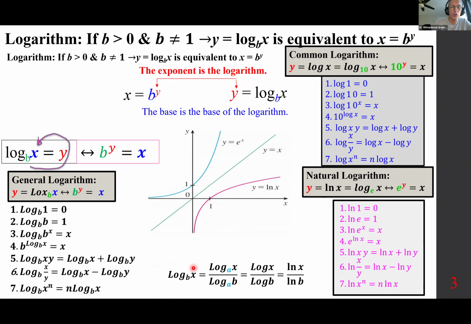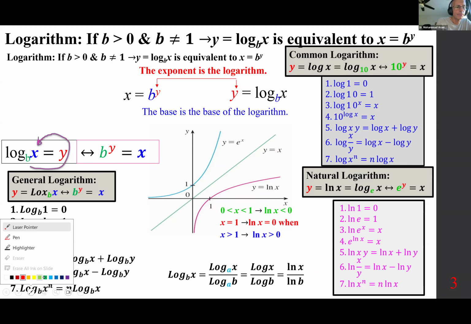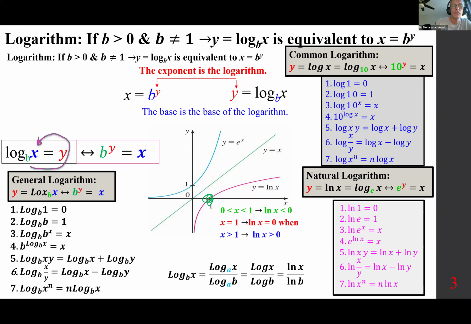The change of base formula: log x base b is log x over log b with any base, as long as they are identical. For example, common log or natural log. So log x over log b or ln x over ln b. As you can see, this point has coordinates 1, 0. Now, to the left of that, when x is between 0 and 1, the graph is below the x-axis and it's negative. And to the right of it is above and therefore positive.